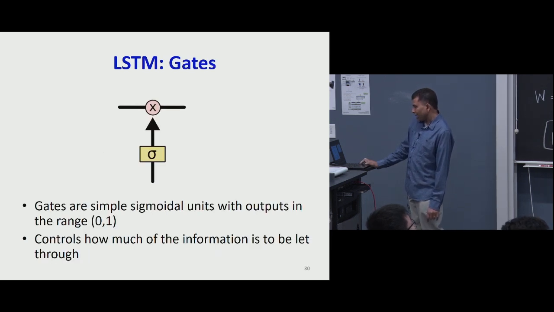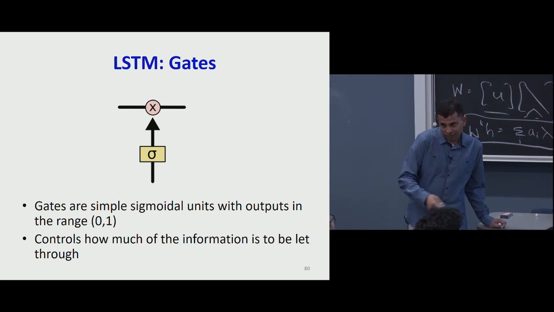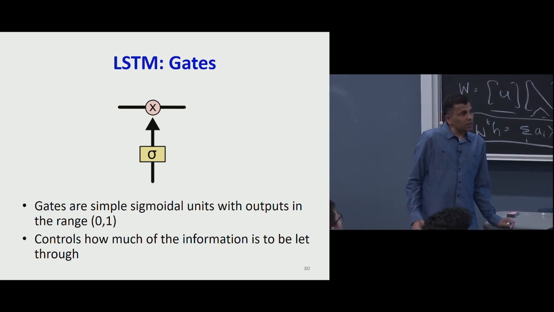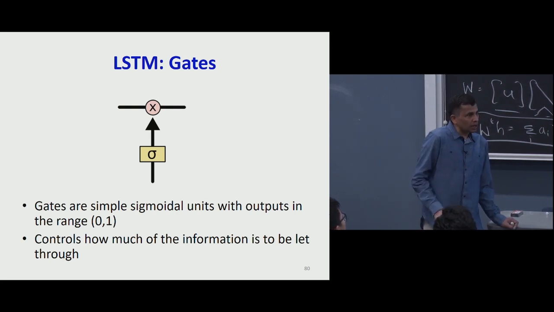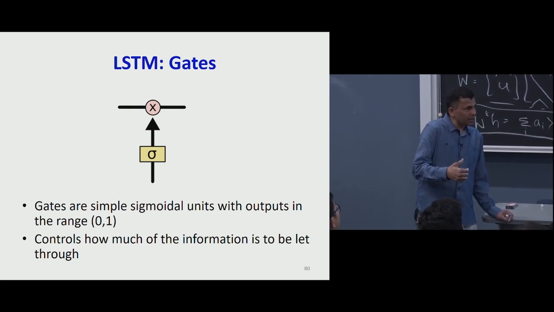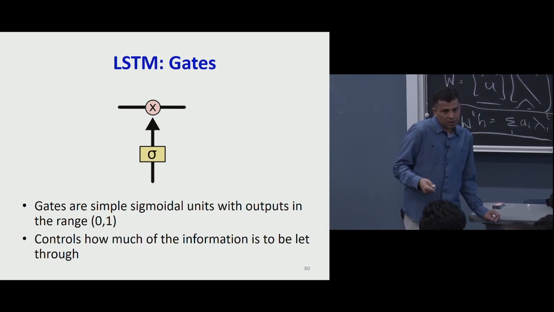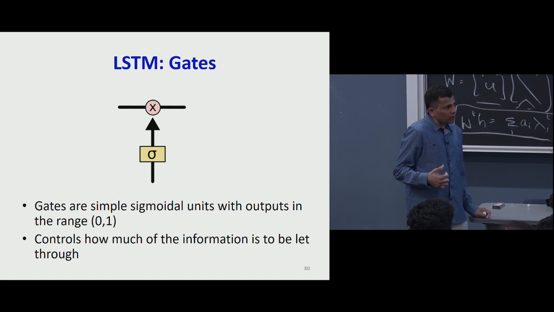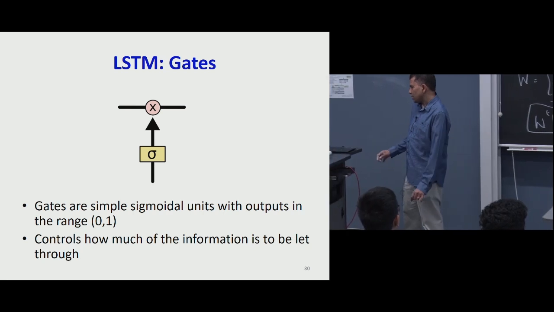Now these gates are simple sigmoidal units with outputs in the range 0 to 1, which controls how much of the information should be carried through, right? Now it's continuous valued because you can think of my memory as not just remembering whether I opened a curly brace or not, but how many curly braces did I open. And if I see a closed curly brace, and I say, so far I've seen 18 open curly braces, and I'm seeing a closed curly brace, then multiply this by 17 over 18 to reduce the count of curly braces, right? So it's a number between 0 and 1.